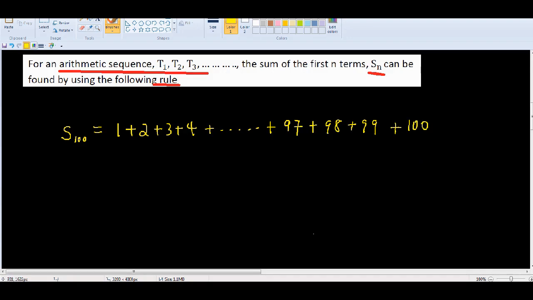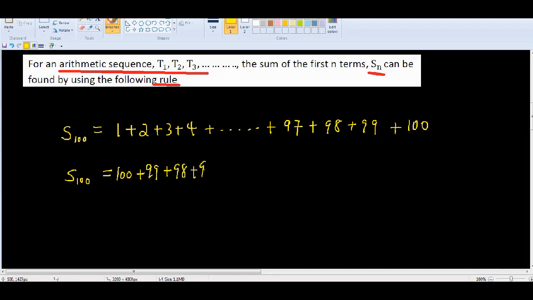But how can we find the sum? Of course, you can use your calculator to add one by one, 1 plus 2 plus 3, but it might take you some time. Do we have a quicker way to do it? Let's consider another way to write this S100. Can we write it the other way around, starting with 100 instead of 1? Yes, of course.